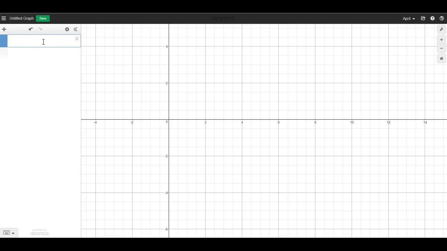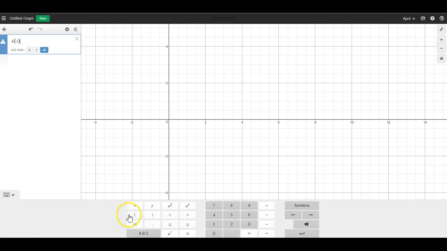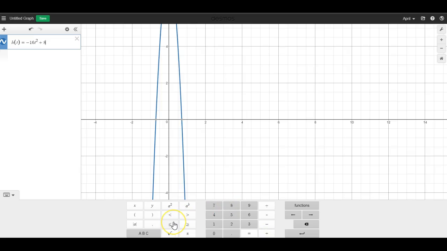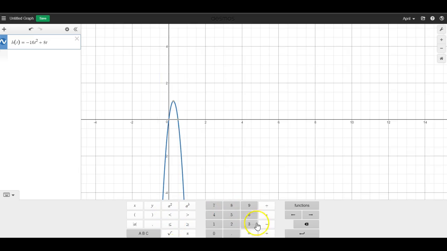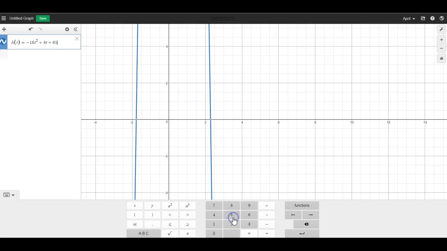Most of the time you have to use f of x for Desmos, but you can always try with the letters they gave. So I'm going to try with h of t. I used my keyboard instead of the Desmos calculator keyboard at the bottom, but it equaled negative 16, and I'm going to use my keyboard for the letter t, squared, plus 8t, got to use my keyboard again, plus 65. So it did graph it.